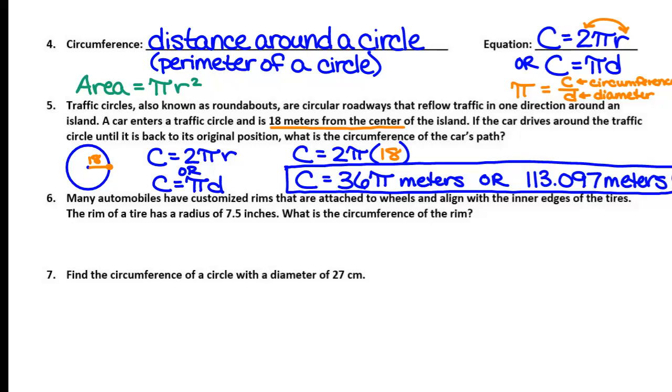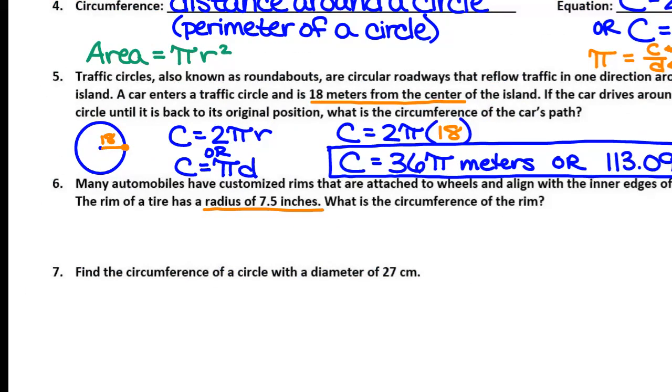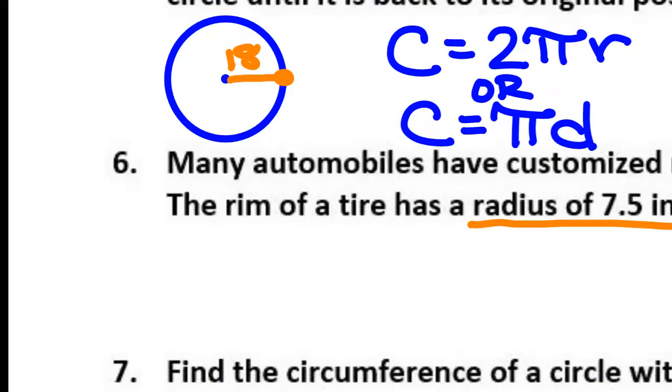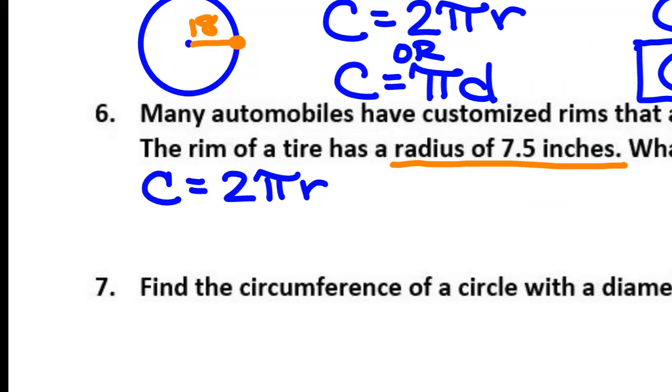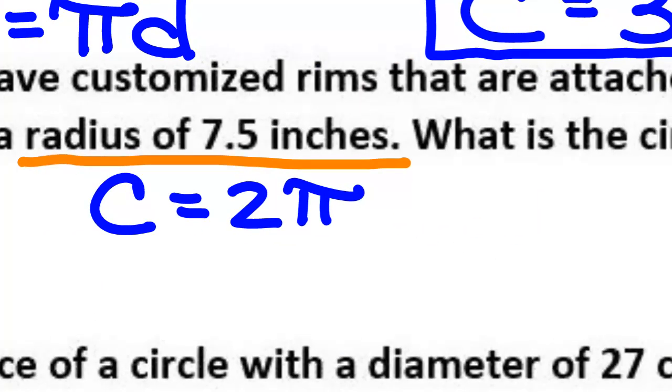All right, number 6, many automobiles have customized rims that are attached to wheels and align with the inner edges of the tires. The rim of a tire has a radius of 7.5 inches. What is the circumference of the rim? So one more time, we have to look at, are we going to use 2 pi r, or are we going to use circumference equals pi d? Which one makes the most sense here? 2 pi r, because we know the radius. So circumference equals 2 pi times 7.5.